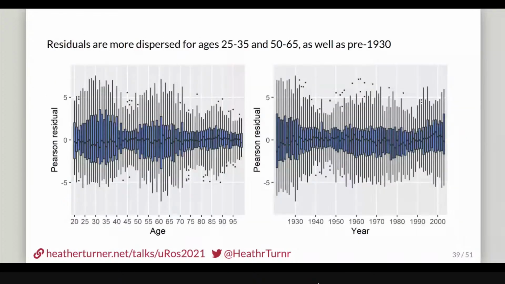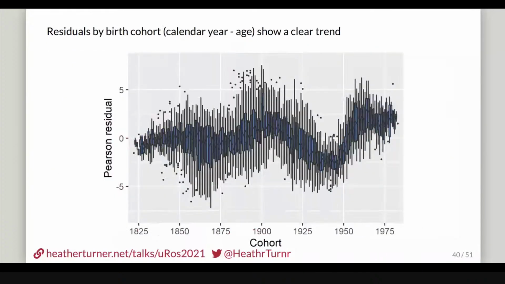Okay, so if we fit the Lee Carter model to our Canada data and look at the residuals, what we find is that the over-dispersion isn't equally distributed in the data. And we see that residuals are more dispersed for particular age groups, for example, 25 to 35, and particular periods, such as pre-1930. And if we look at the cohort, which wasn't in the model, in other words, the calendar year minus age, we see a clear trend in the residuals. So there's obviously some sort of cohort effect in these data.